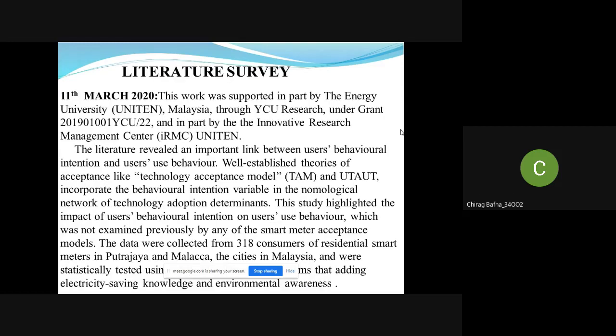Literature surveys state that today's increasing demand for electricity requires solutions that better align energy demand and supply. Despite numerous benefits, smart meters, a part of the technology with IoT, continue to struggle for widespread consumer acceptance due to limited knowledge of electricity saving and environmental awareness. This is studied with the second generation of the unified theory of acceptance and use of technology, that is UTAUT, and the technology acceptance model, that is TAM.